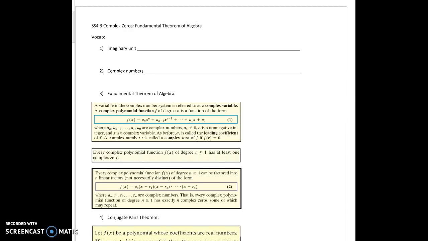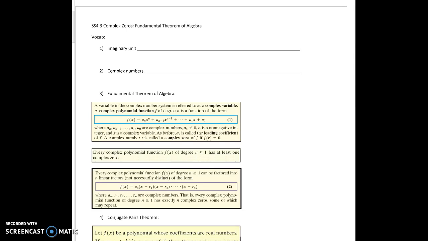So we are recording 4.3. The title of this is called Complex Zeros, Fundamental Theorem of Algebra. Fundamental Theorem of Algebra, it's a skill that's really important. So we have a few vocabs and a couple of theorems, okay?